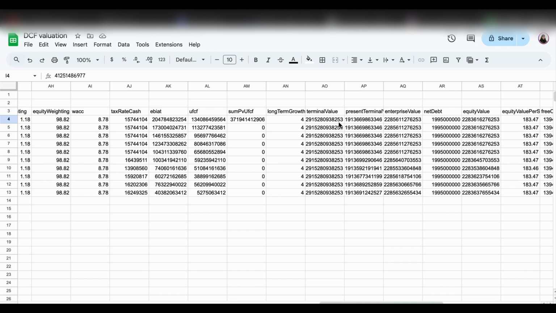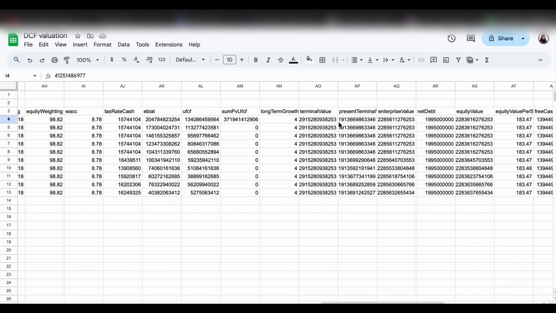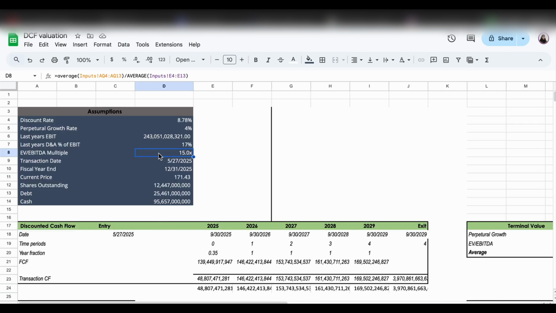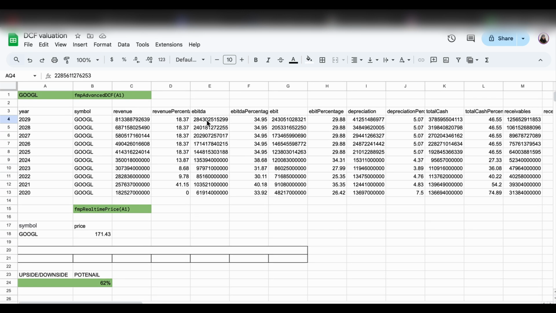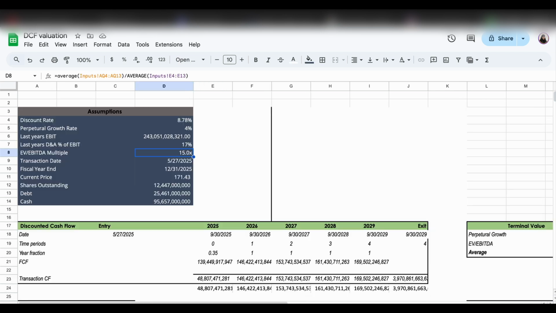AQ is the enterprise value. I take the averages of enterprise value divided by the EBITDA. This is the E column. This is the EBITDA. I simply take the averages.